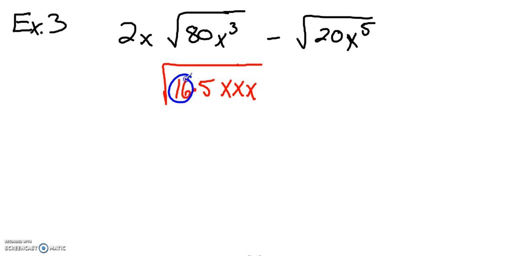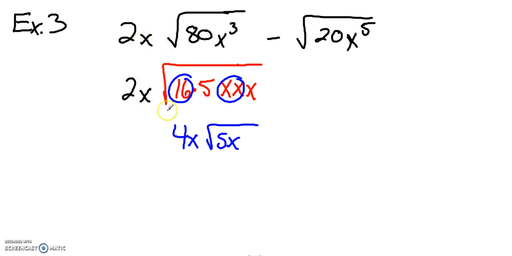So you can do the square root of 16, make that 4. You've got a pair of x's here, so you can put that x on the outside. And when you do that, you're left with the 5 and the x on the inside. And the big thing for this one is, don't forget that in front you had the 2x that was already here. So basically you're still going to have that 2x in front. So it's 2x times 4x times the square root of 5x.